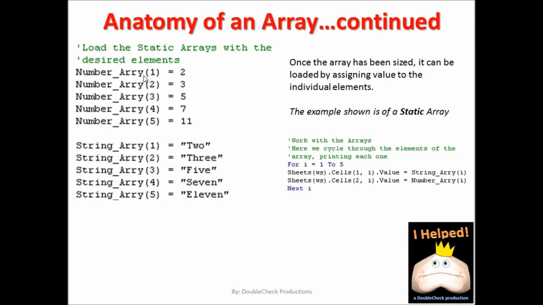The values listed here will not change. So if you notice here in our number array, we go to element 1 and we assign a value, element 2 assign a value, and we do the same thing with the other array. We go to element 1, element 2, and if you notice, we're putting in string values because it's a string array, and that's the data types.